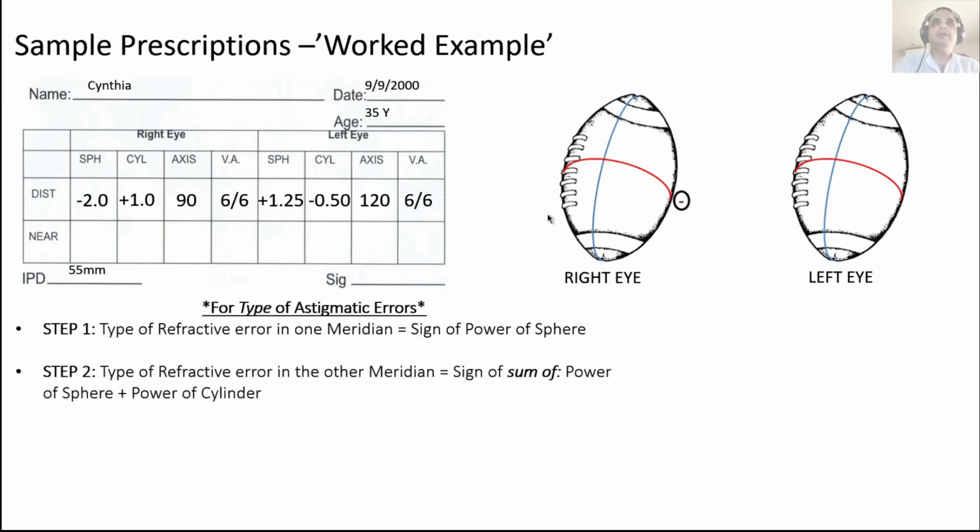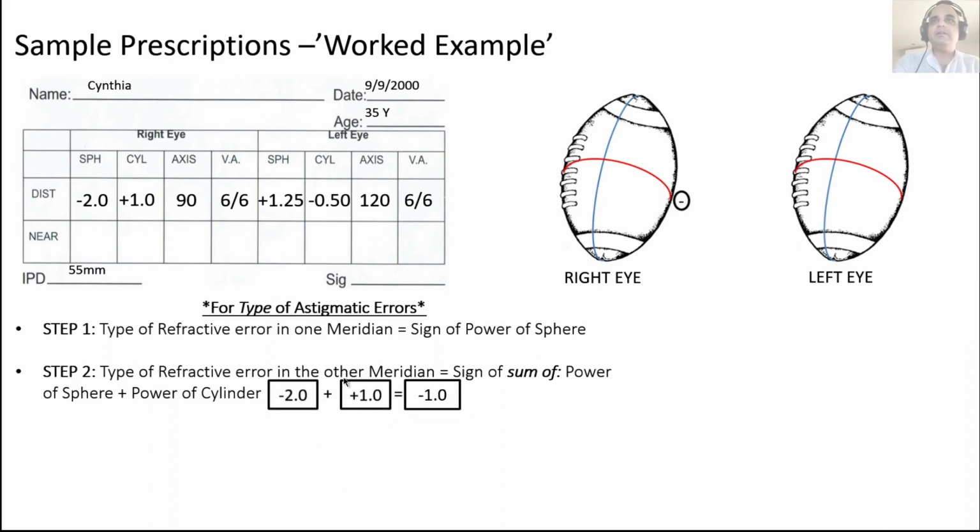So let's just place it along the horizontal meridian and move on to step 2, which is the type of refractive error in the other meridian, which is going to be the vertical in this case, is the sign of the sum of power of sphere and power of cylinder. Now we are doing the right eye, so let's add these two together. The sphere is -2, let's bring it here, and we are going to add the power of cylinder to it, which is +1, and this is obviously algebraic addition, and we are going to end up with -1.